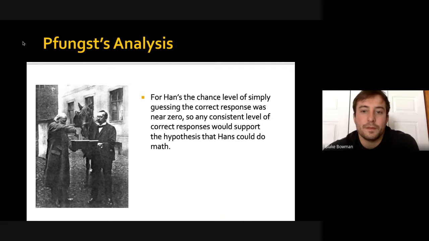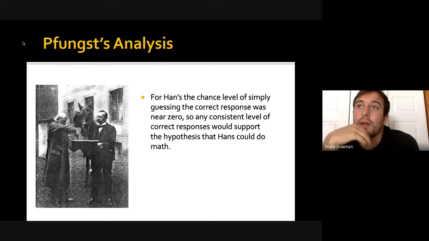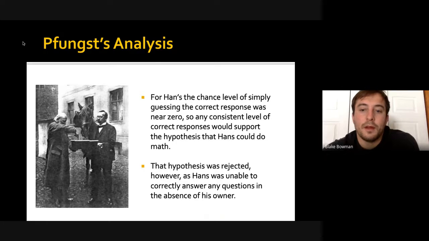All right, so for Clever Hans, the chance level is simple. Guessing the correct response was near zero. Obviously, once you remove Von Austin and get rid of that conditioning, the stimulus that was being presented to Clever Hans by Von Austin by tipping his hat or moving his eyebrows or his face in some way, like his facial features, then obviously Clever Hans couldn't answer the question right. So there you go, proven, it worked. But the hypothesis was rejected. However, Hans was unable to correctly answer the questions in the absence of his owner. So we all know that couldn't work.